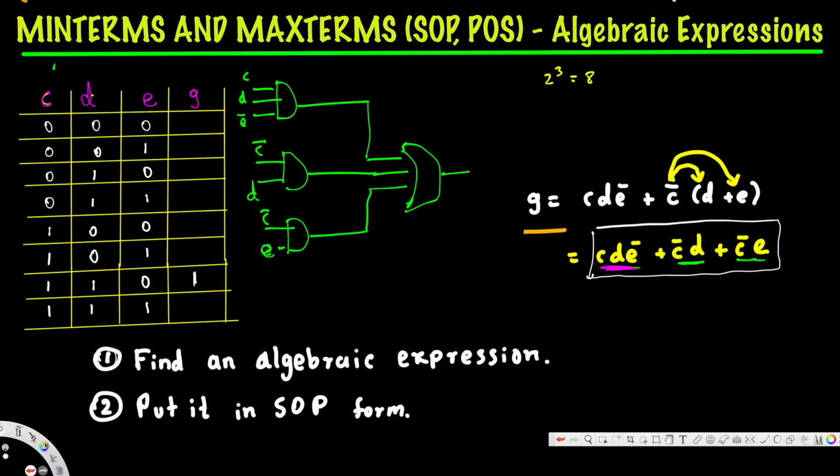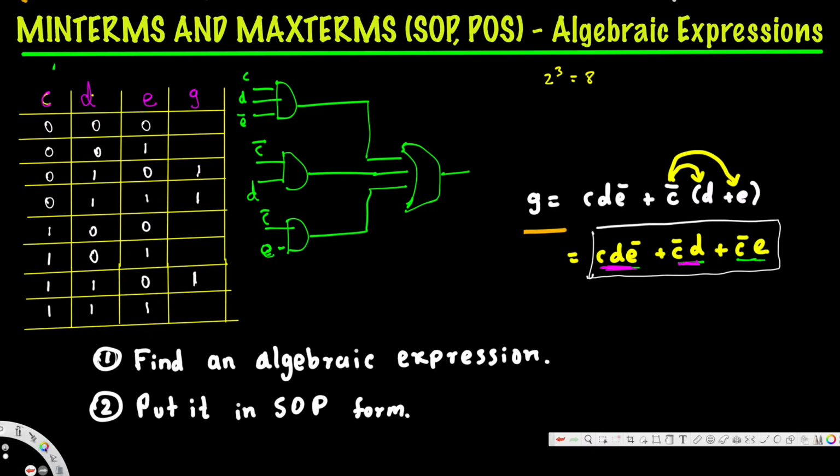And in the second one, in order to get a 1, we had to have C equal to 0 and D equal to 1, because this is C complement. So if C is 0, that's going to become 1. So we had to have C equal to 0, D equal to 1. Let's see. C equal to 0, D equal to 1, this is 1. C equal to 0, D equal to 0, this is 1.